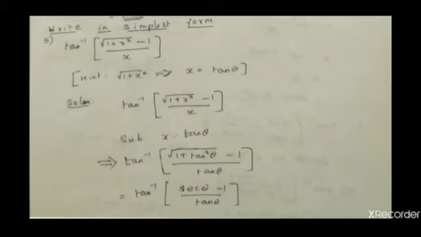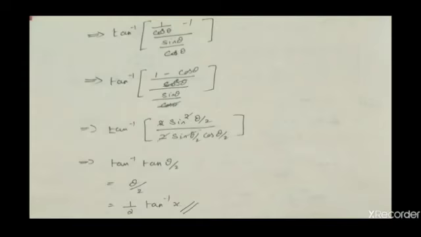So in the hint I have given, when a 1 plus x square term is there, you can substitute x as tan theta or cot theta. As tan inverse is there here, let us substitute tan theta. So tan inverse of root of 1 plus x square, if you write tan theta, 1 plus tan square theta gives the identity secant square theta. When we take root of that, it becomes secant theta. So secant theta minus 1 by tan theta.